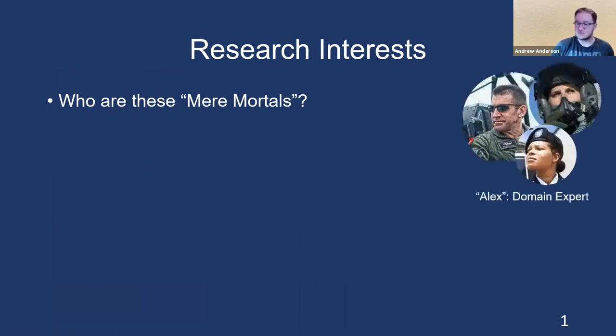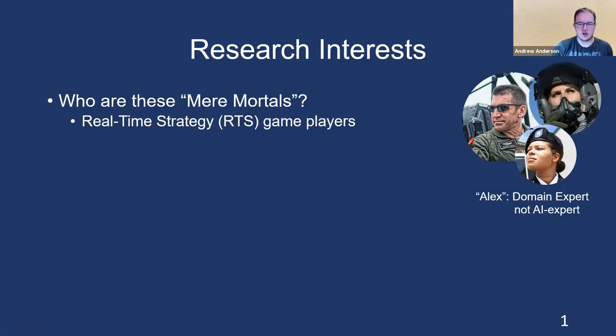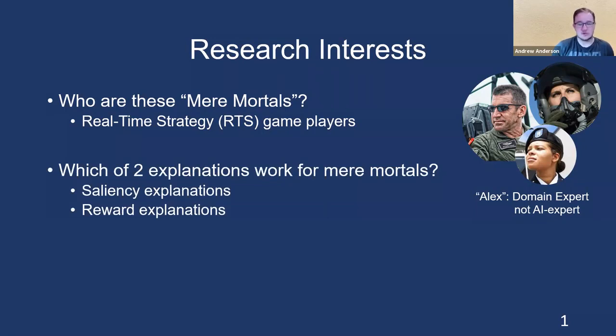I'd like to introduce you to Alex, who's a domain expert. So, they're capable of doing things like flying planes, calculating taxes. In our specific case, they're real time strategy game players. It's important to note that they are not AI experts, so they don't have any formal knowledge in AI or how it makes its decisions, which got us wondering which of two explanation types might work for such people.